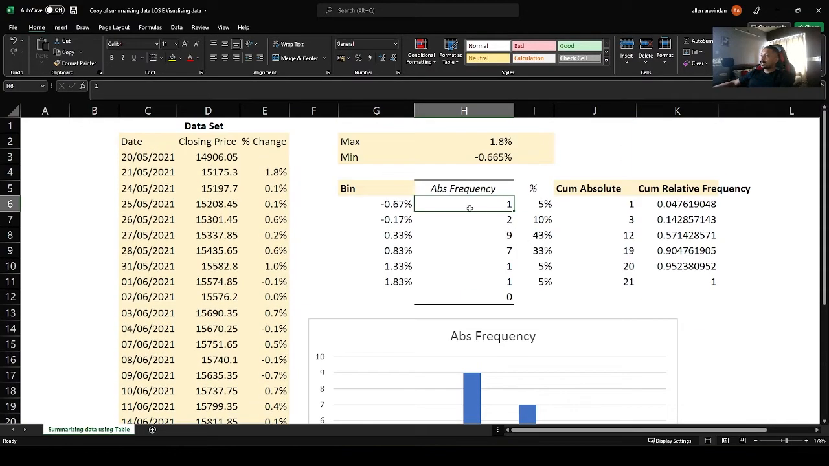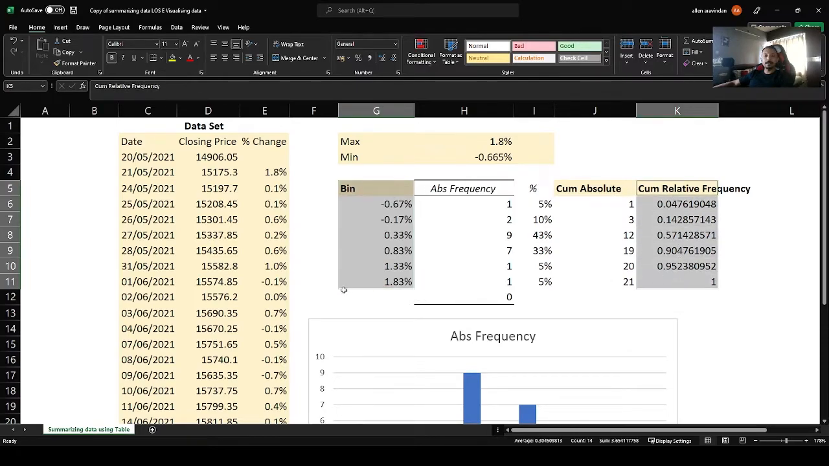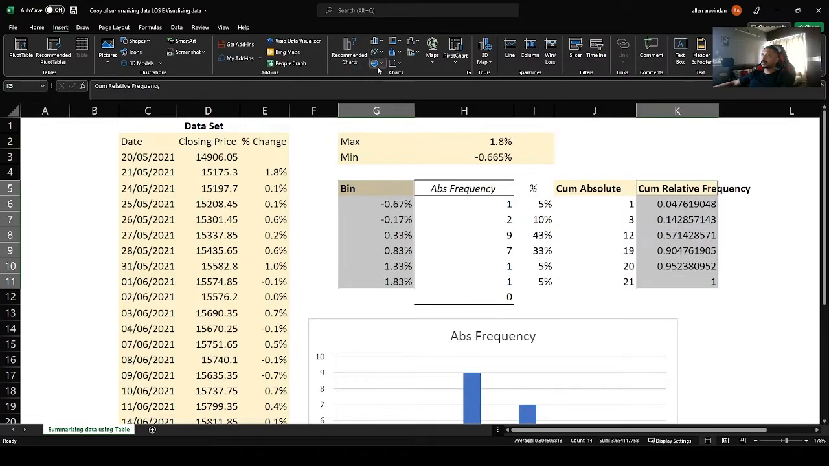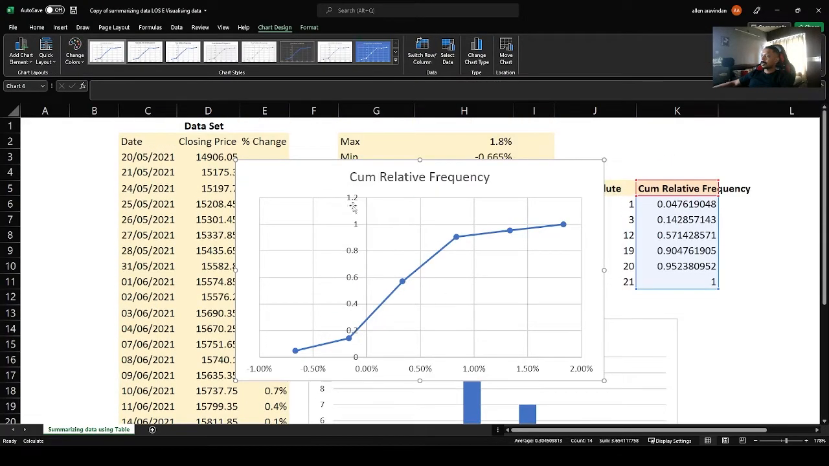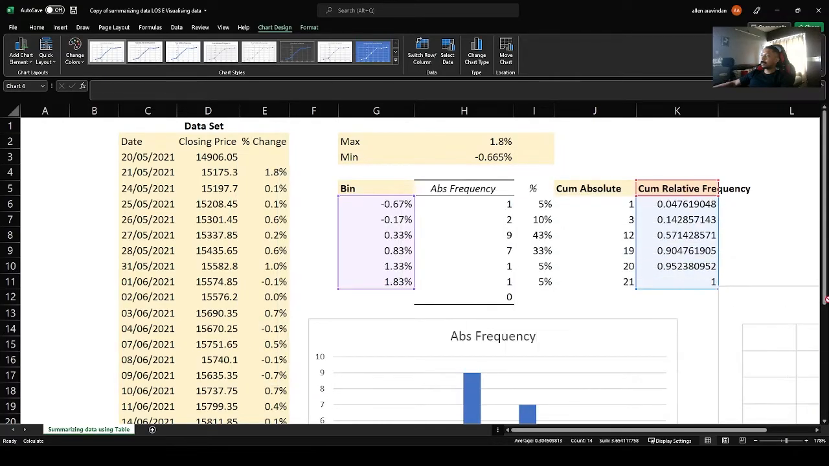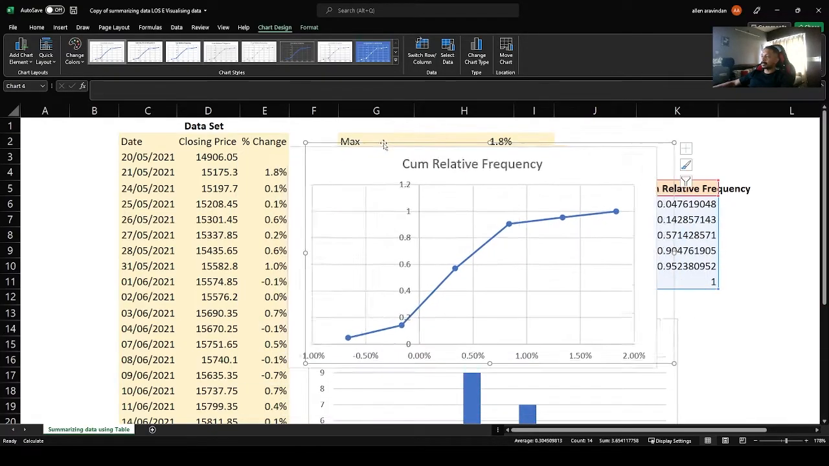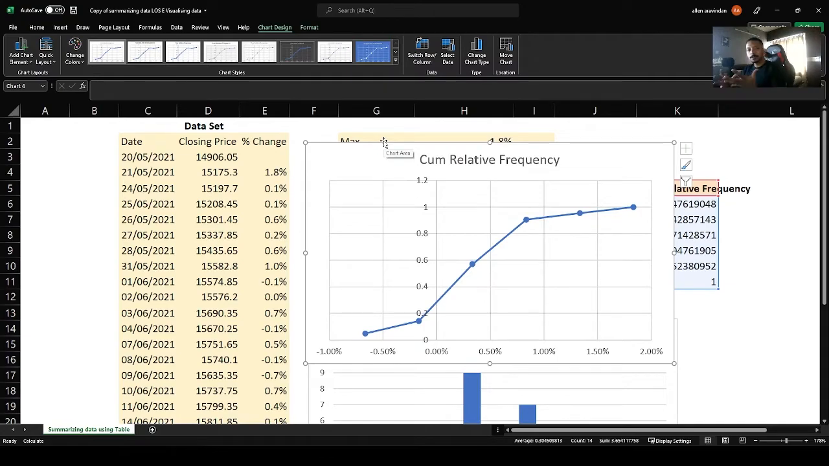Now if I create a separate chart of the bin and the cumulative relative frequency, then this becomes nothing but a frequency polygon. There you go, right? So that's nothing but a cumulative frequency polygon. And if you want to interpret this, just look at it properly. Okay, so it's giving you very nice information.